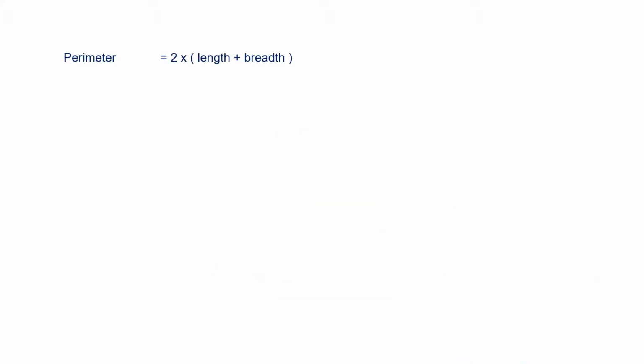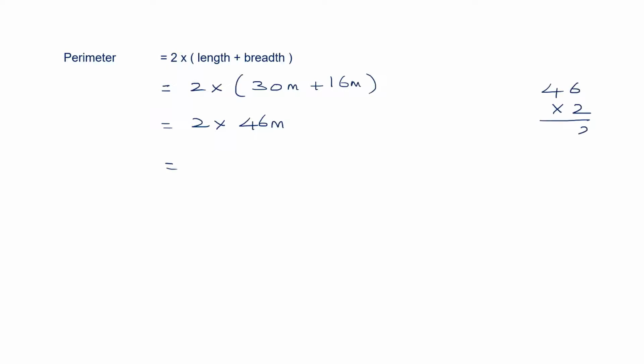The perimeter, the formula is 2 into length plus breadth. So that is 2 into length is 30 meters and the breadth is 16 meters, which we just found. So this will be 2 into 30 plus 16 is 46, 46 meters. Let's multiply 46 into 2. 2 6s are 12 carry 1, 2 4s are 8 plus 1, 9. So that is 92 meters. So we have found the second answer also. The perimeter is 92 meters.